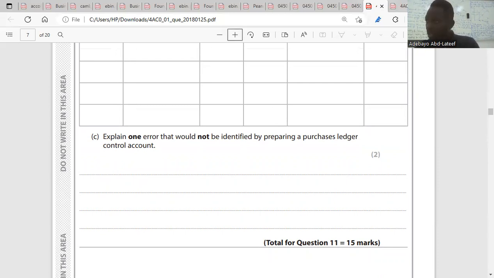Which one? Error of commission. So that was question 11C. I could choose error of commission, error of compensating, or error of original entry. They only want us to state one type of error that would not affect our transaction. Just choose one and explain how. Is it clear? Any question now?